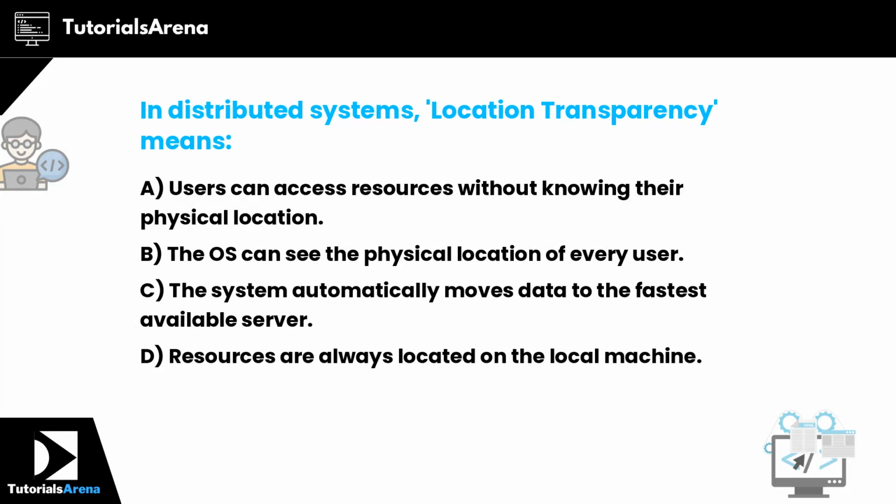In distributed systems, location transparency means. The correct answer is option A. Users can access resources without knowing their physical location.